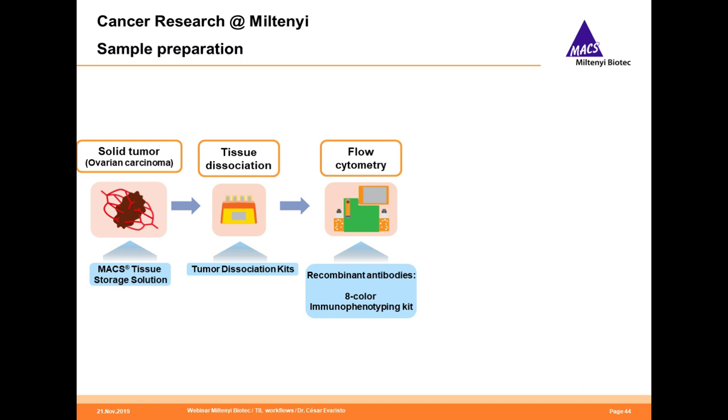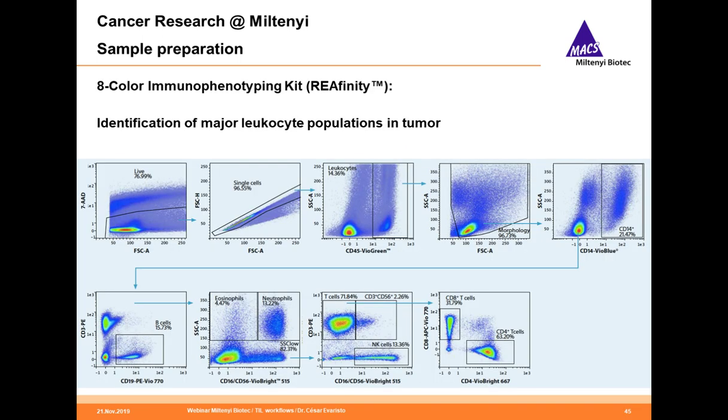After dissociation, we took a small sample to identify and quantify the immune cell populations using our 8-color immunophenotyping kit.